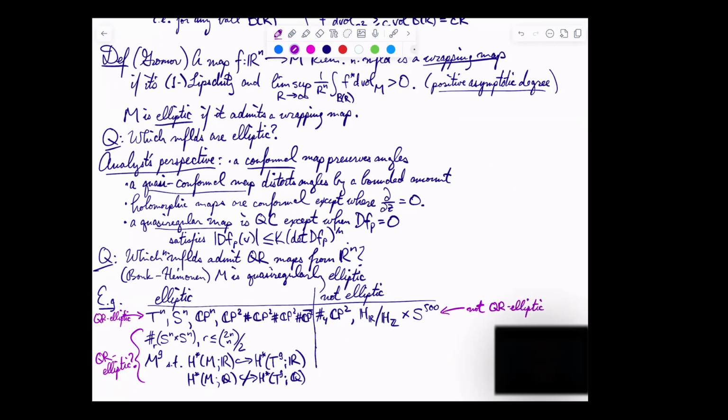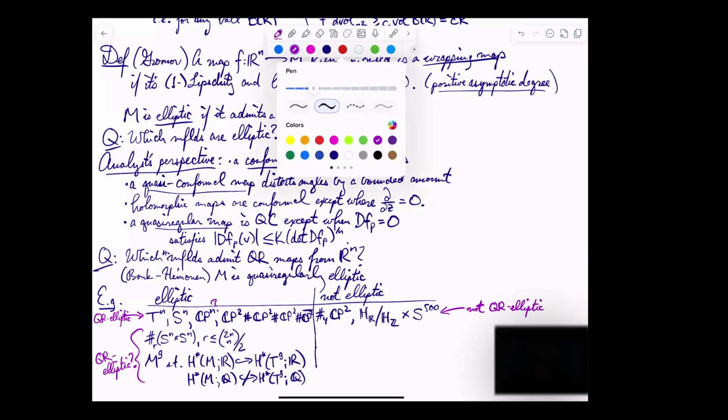Because actually in my paper with you, we claimed this. And at the time we thought we had a proof, but I'm not so sure anymore. I could... Oh, I don't know that. Yeah. Okay. I don't actually know whether CPN is QR elliptic. I mean, we claimed it in our paper, but I'm not so sure anymore. Okay. Yeah.